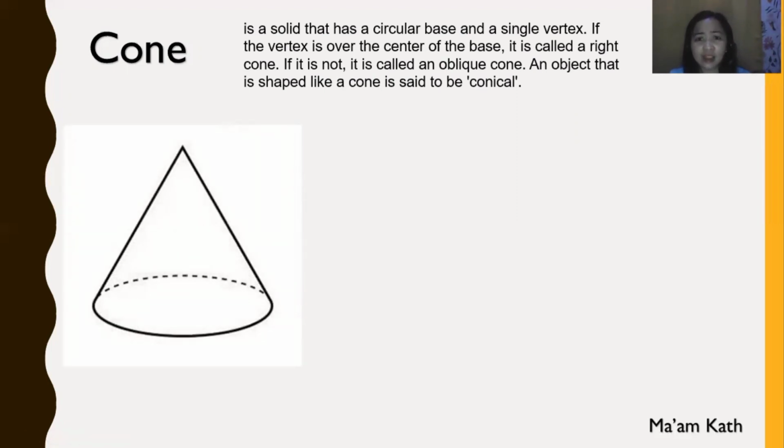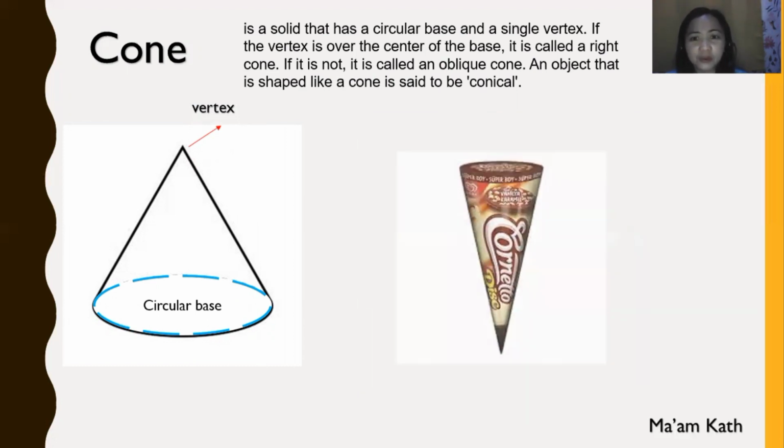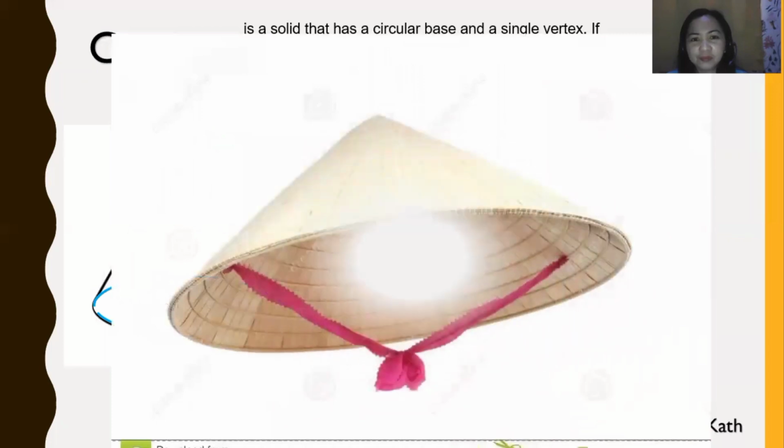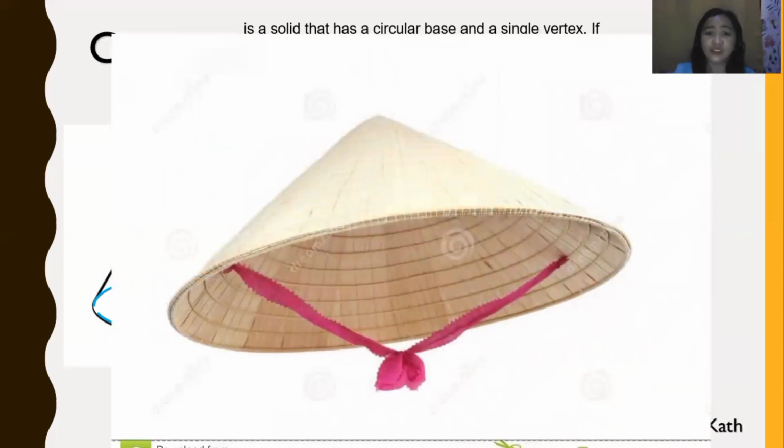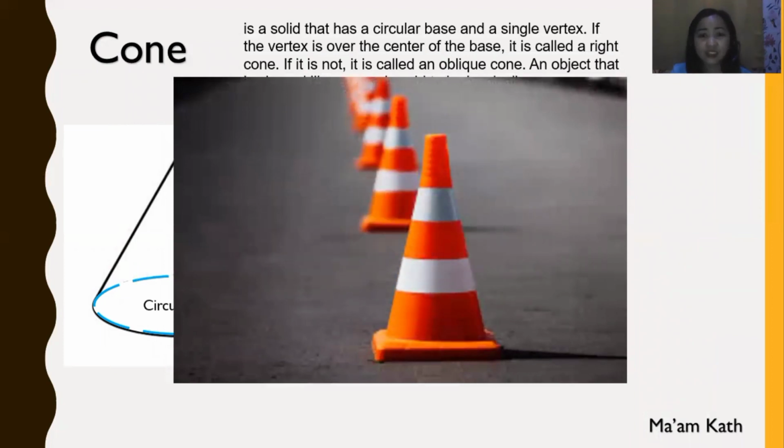All right, this is an example of a right cone. We have here a circular base and a vertex. All right, this cornetto is a concrete example of a cone. This hat is also an example of a cone. And this traffic warning sign is also an example of a cone, removing the base, which is a rectangular prism.